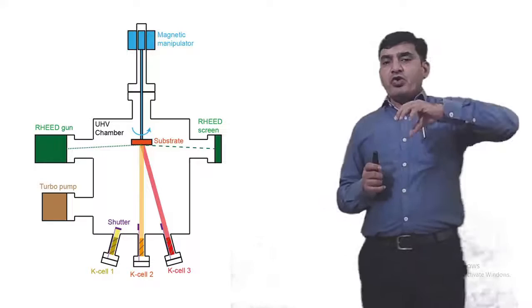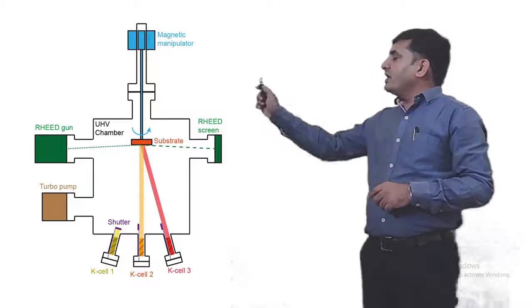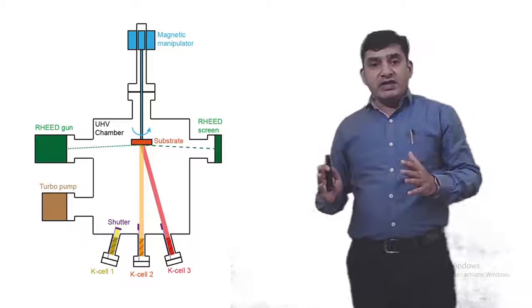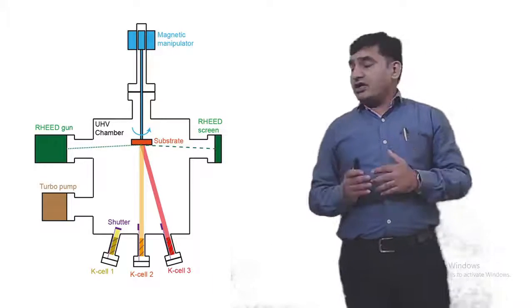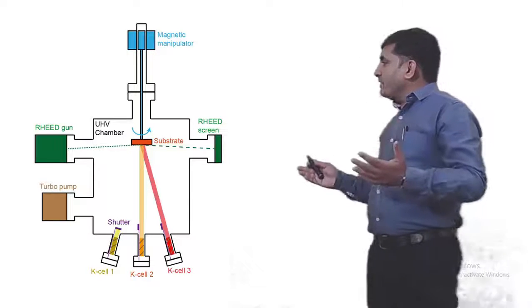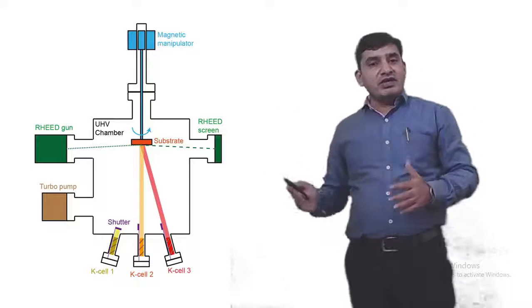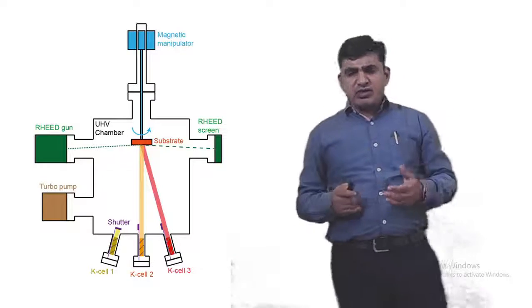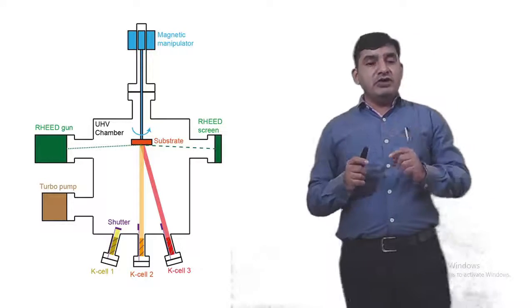Now this sample holder can be rotated. The sample holder can be rotated by using a magnetic manipulator, or we can say by using a stepper motor, and the rotation is about 1 or 2 rotations per minute.